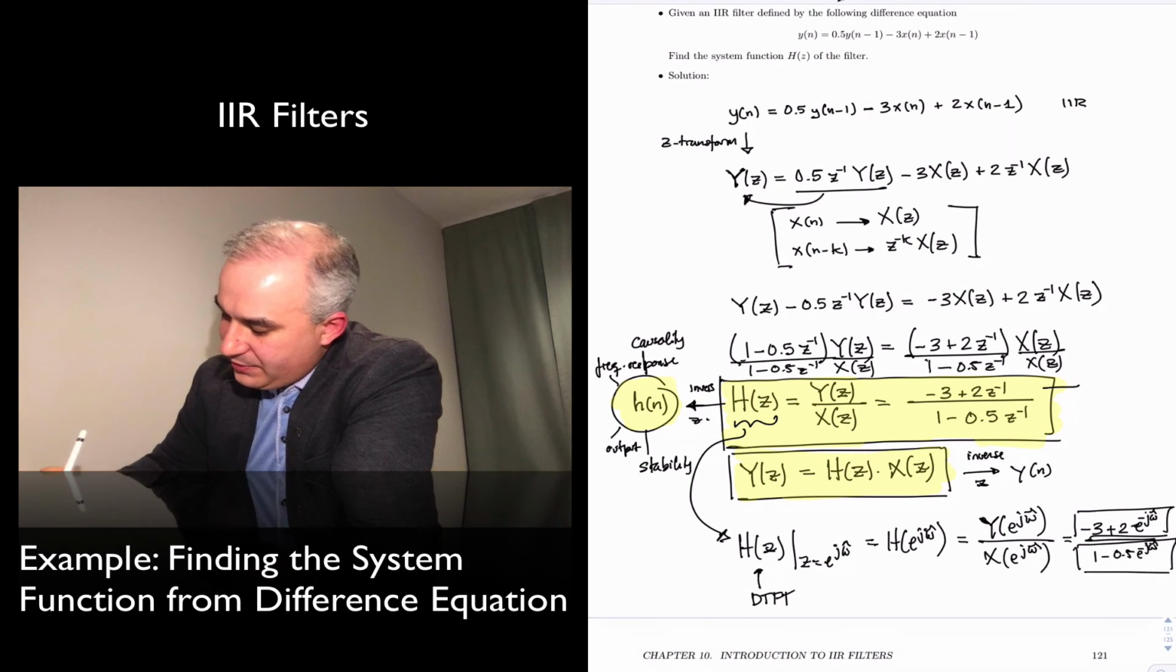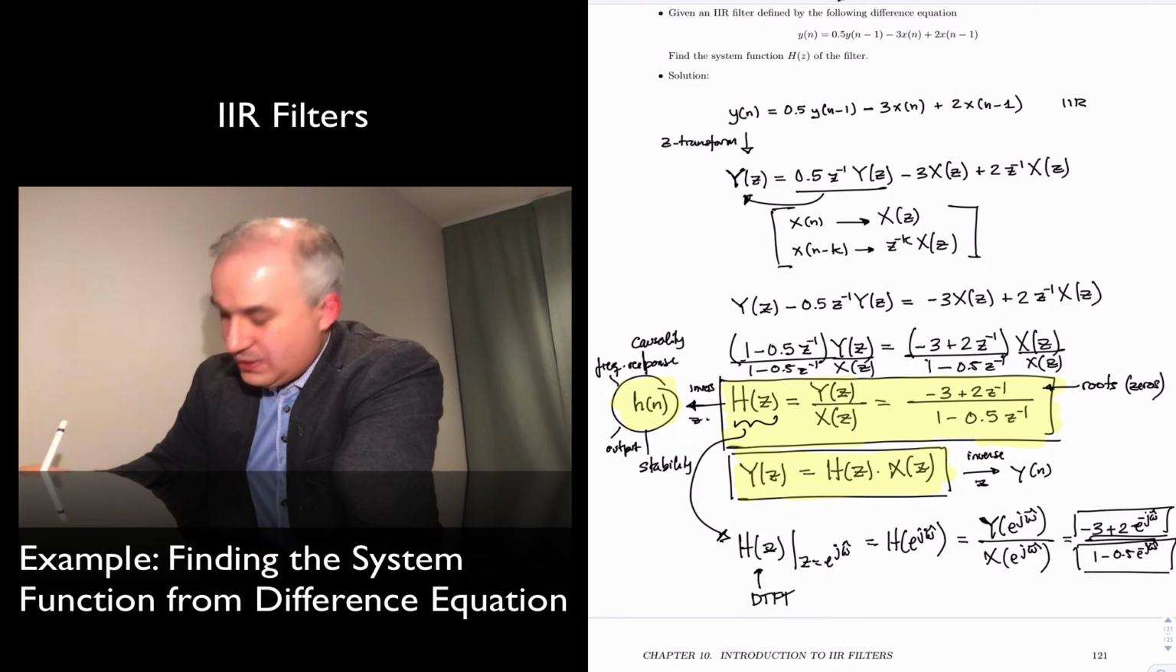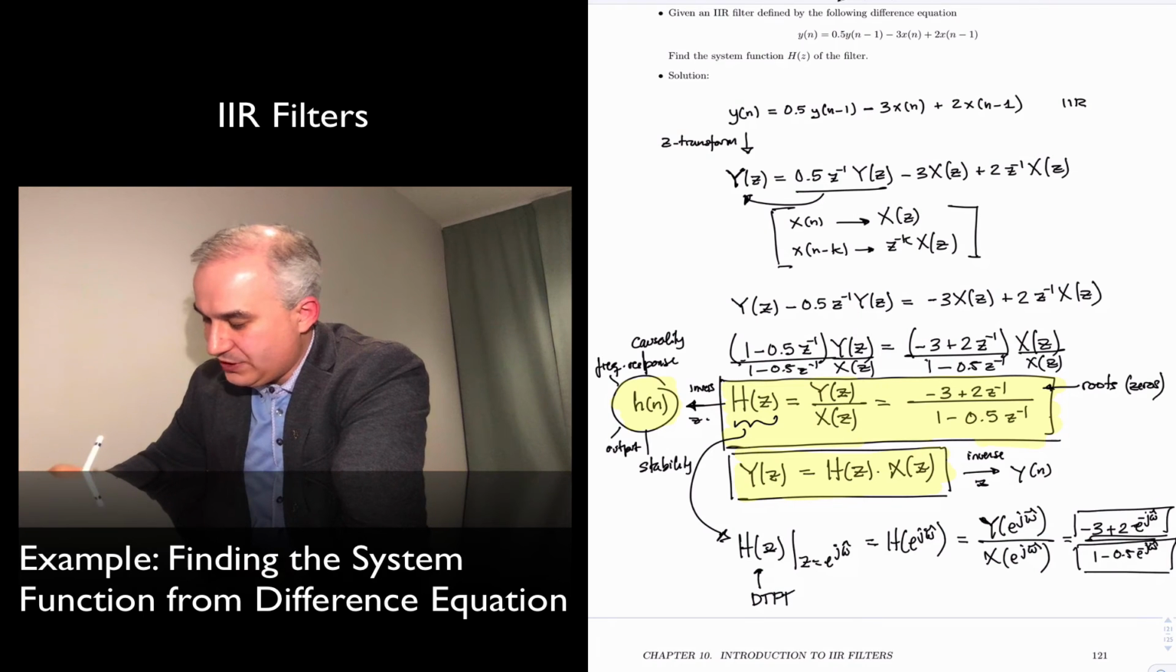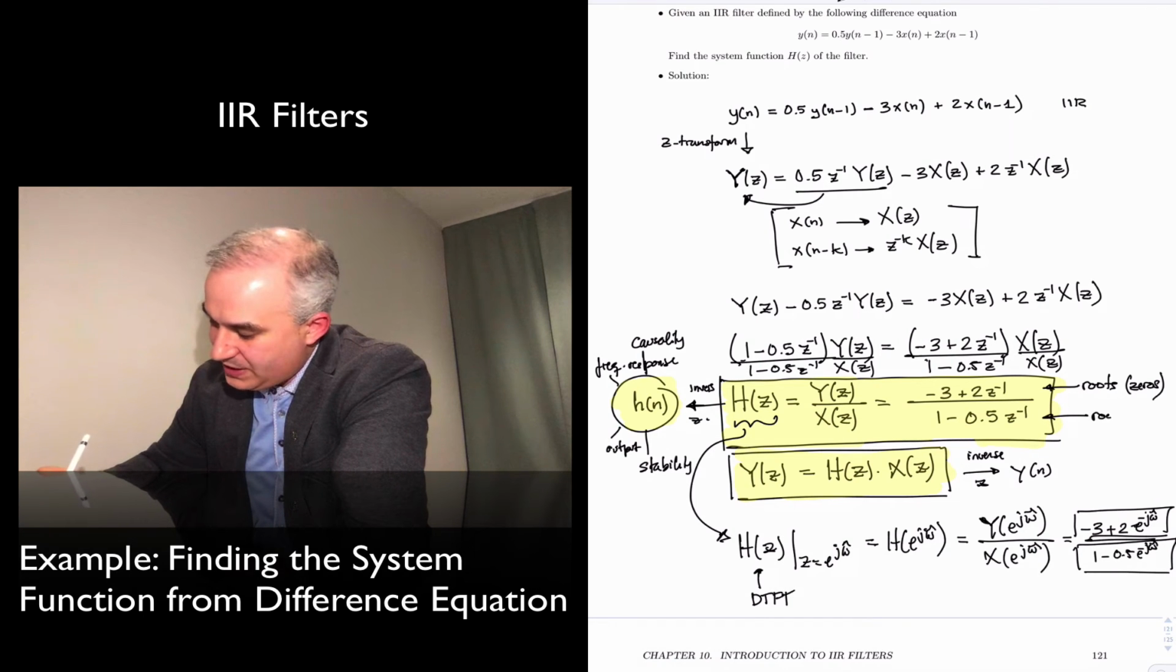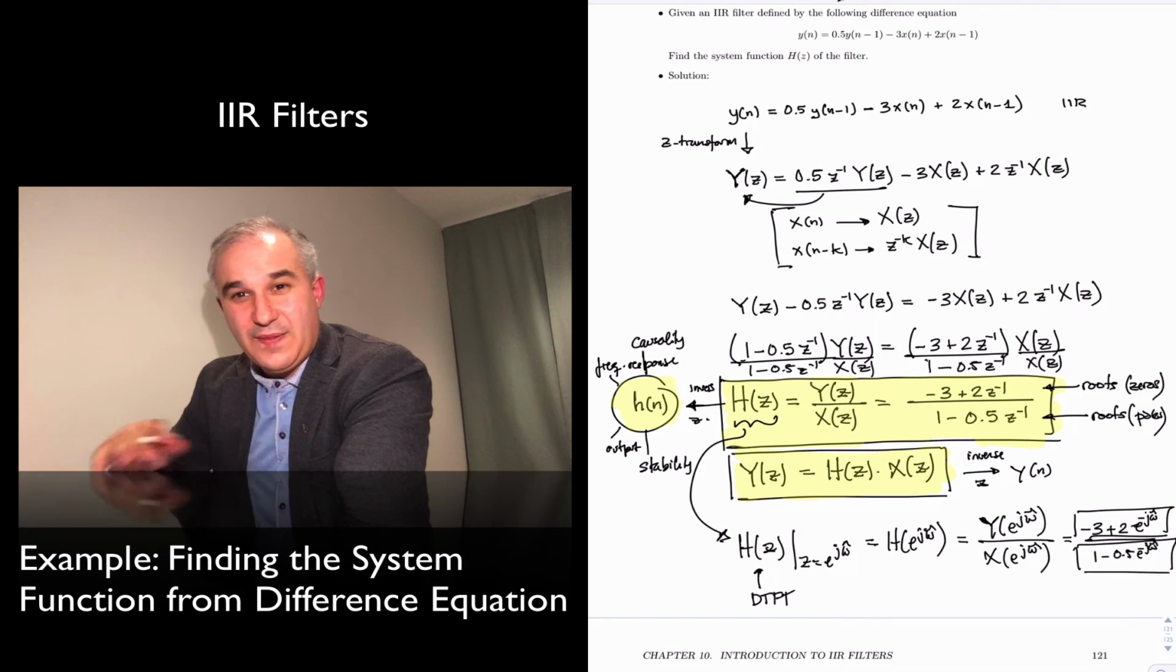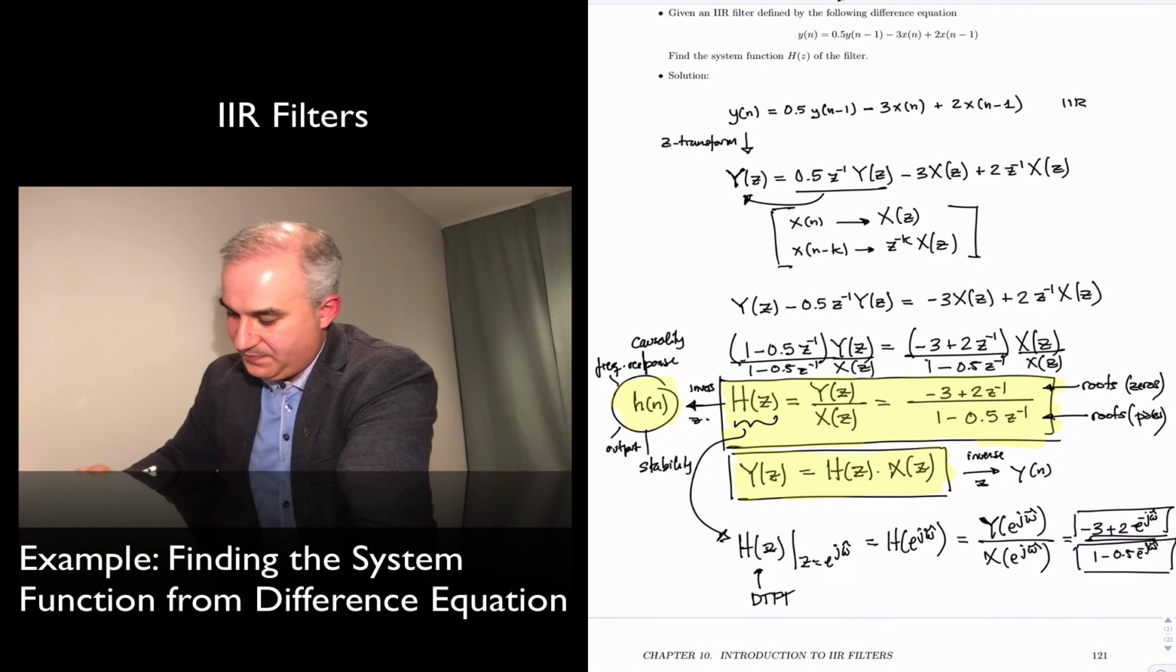Now remember here, the roots of the numerator are called the zeros, and they null the frequency, they pull the frequency down, and the roots of the denominator are called the poles, and they make the frequency go to infinity.